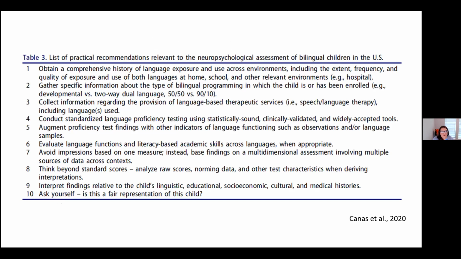When you're thinking through all the things that we're going through, right? Obtaining a comprehensive history of language, gathering specific questions about the school enrollment and education, conducting standardized language proficiency testing. So really thinking about what measurements you have, especially in Spanish, that are more available than other languages, right? Evaluating language function. I work a lot with children with epilepsy. So when it's pre-surgical, language is very important to assess.